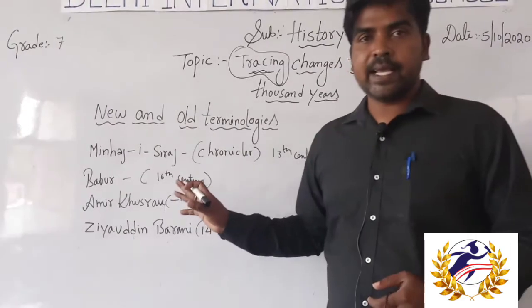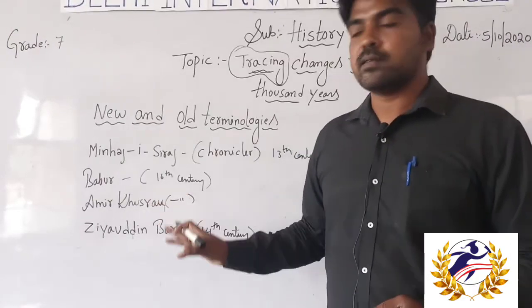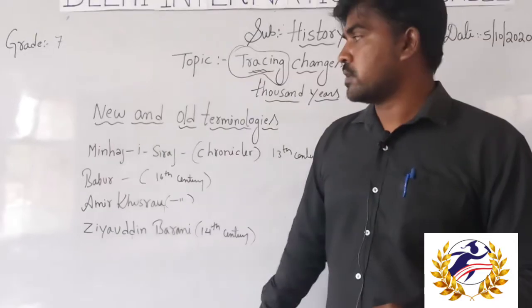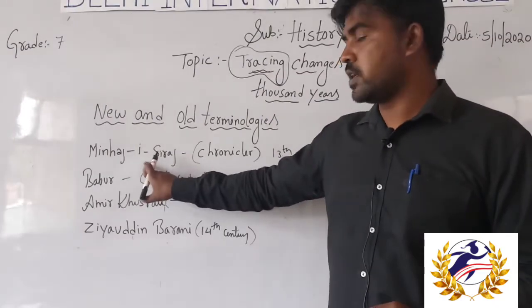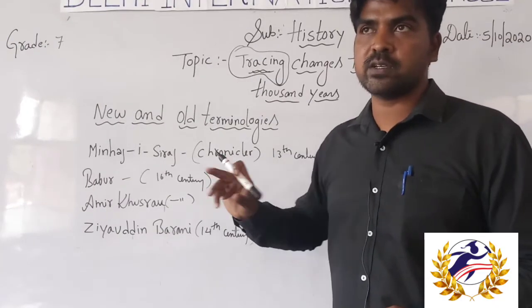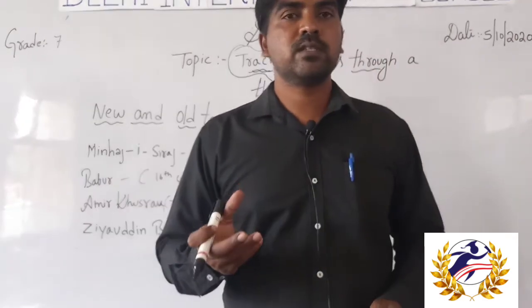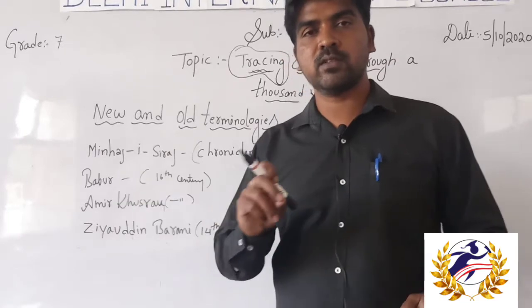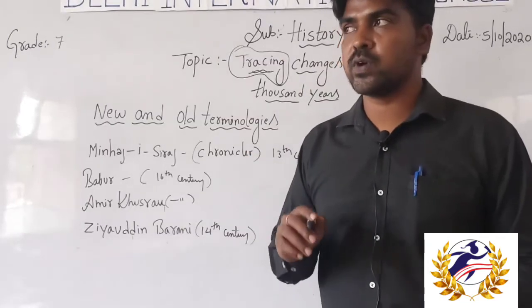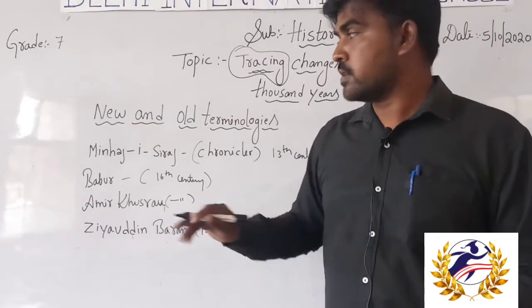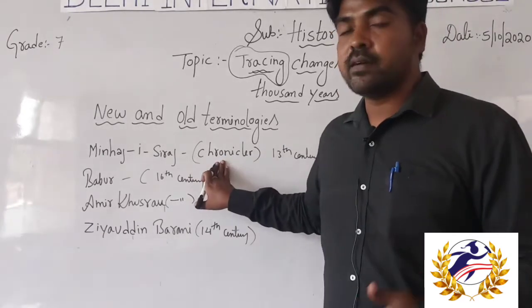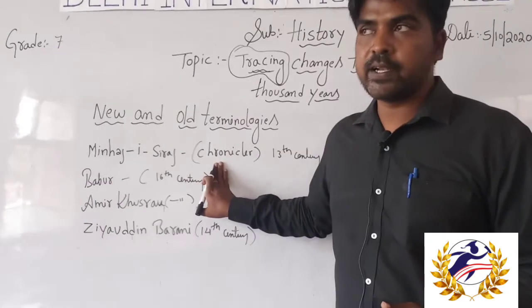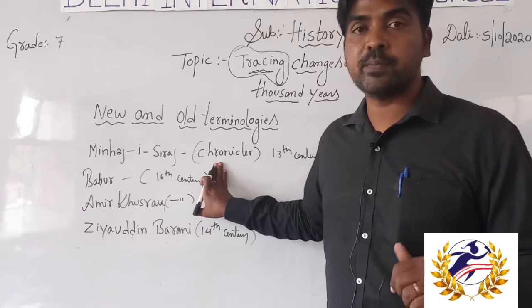in the medieval age, many travelers like Minhaj Siraj, he was a chronicler. Chronicler means he was literate, those who know writing, who have knowledge in writing. So he recorded Indian history in the Persian language.